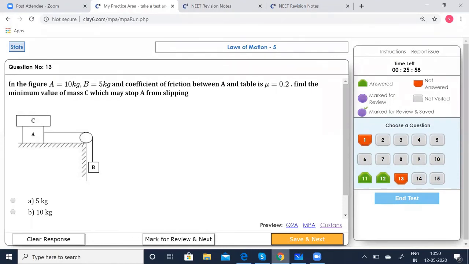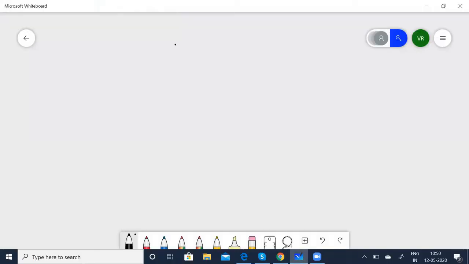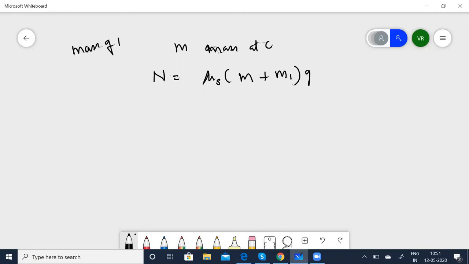Suppose m is the mass at C, and let m1 be the mass of A. Then at A, N is equal to mu s, the static friction coefficient, into m plus m1 into g. We have taken the mass of A as m1, and the mass of C is m. So at A, the reaction N is equal to mu s into m plus m1 into g.